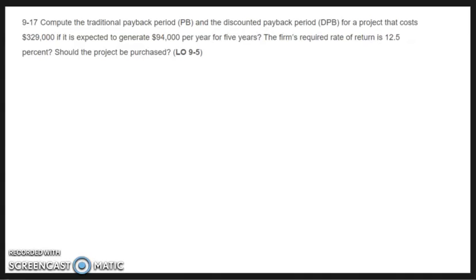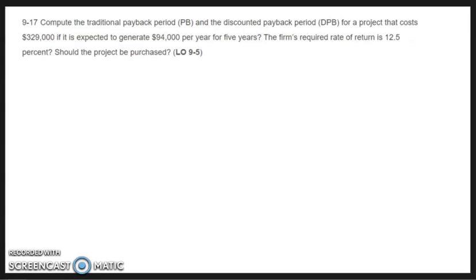Okay, this is problem 17 from chapter 9 of CFIN7. Compute the traditional payback period and discounted payback period for a project. It costs $329,000 and is expected to generate $94,000 a year for 5 years. The firm's required rate of return is 12%.